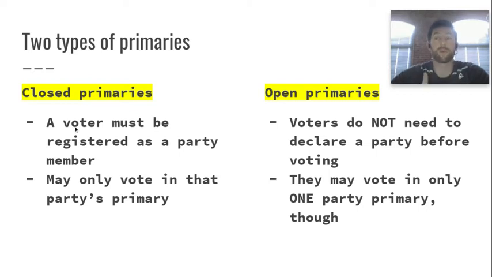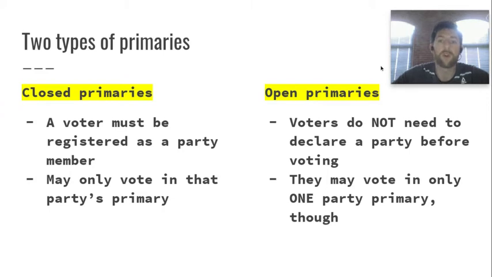If I were a Republican, I would not be allowed to vote in that primary. If I'm a registered Republican, I could not vote in a closed primary for Biden and Sanders because they are running under the Democratic Party.